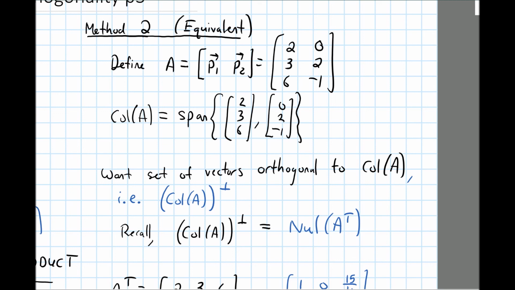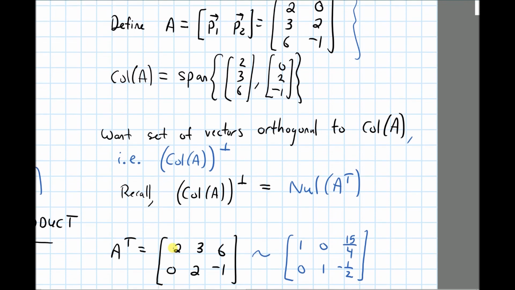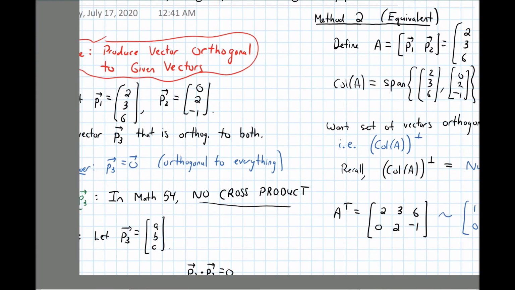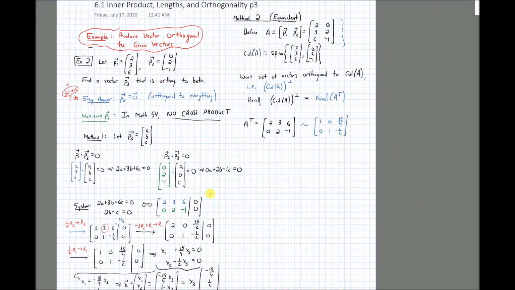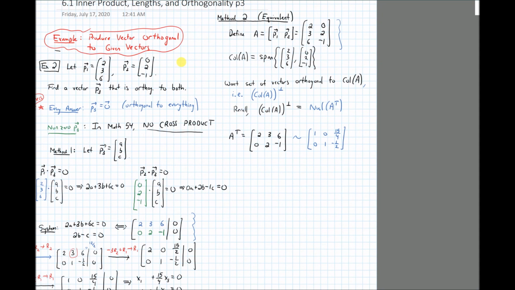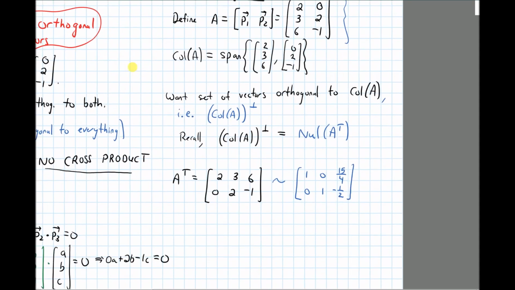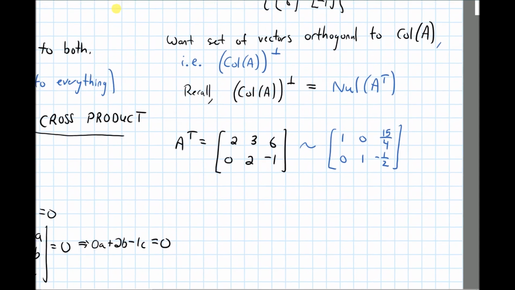If we transpose our matrix, so here's A, if we transpose this, we get the matrix with 2, 3, 6 as the first row, 0, 2, -1 as the second row. And this is actually the same matrix that we had in method 1. If I zoom out a little bit to method 1, we had that same matrix. That's why these two methods are actually equivalent. And we row reduced this fully. If I zoom it back in, I've just gone ahead and said what the final row reduction was.